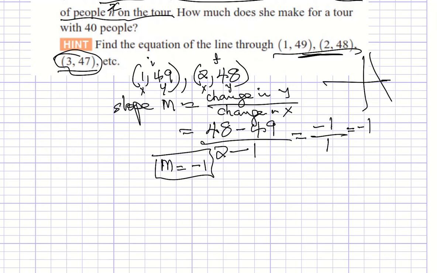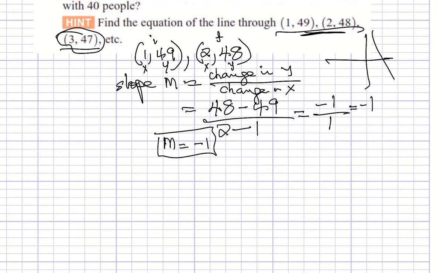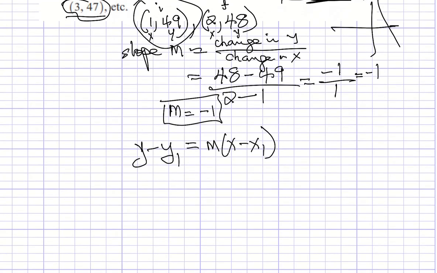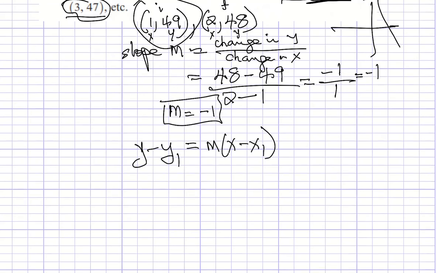And then we use the point slope form, y minus y1 is equal to m times x minus x1. We use that because we gotta use one of the points. It really doesn't matter which one we use. Let's go ahead and use the first one as we normally do. We'll have y minus 49 equals the slope, minus 1, times x minus x1, and x1 is 1.